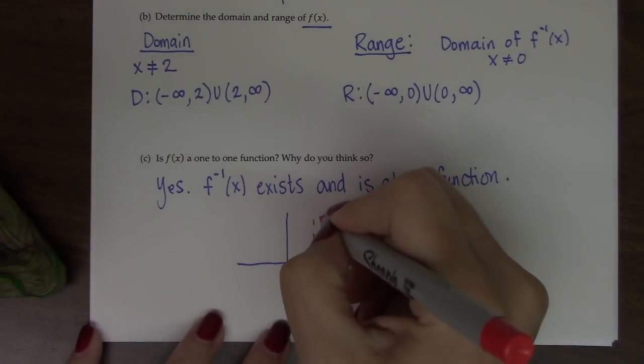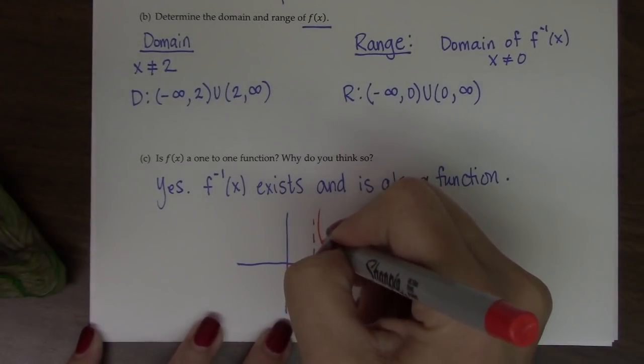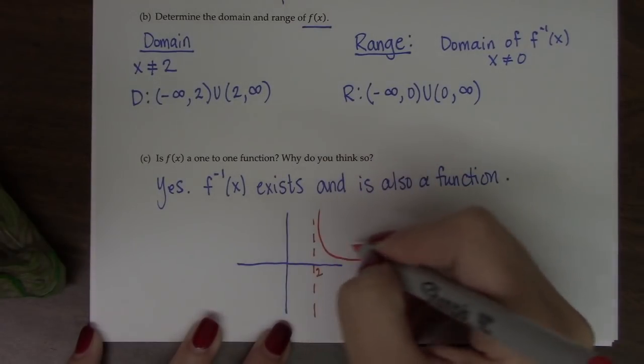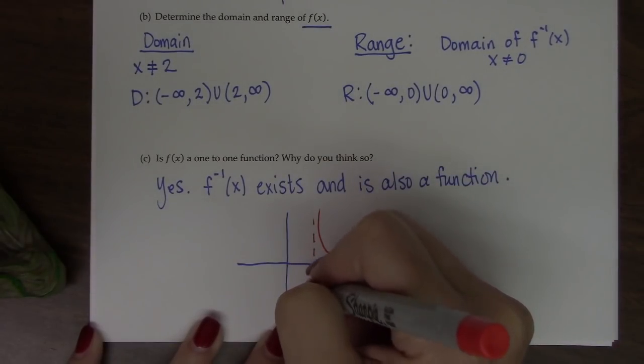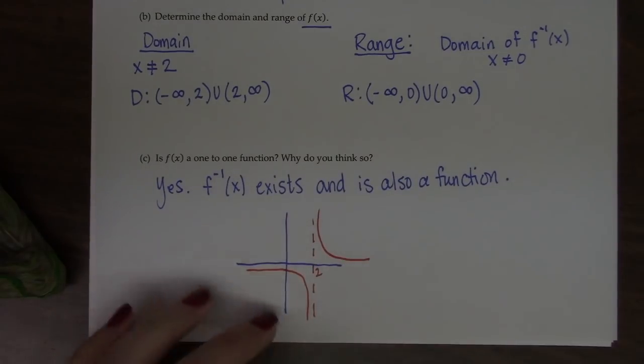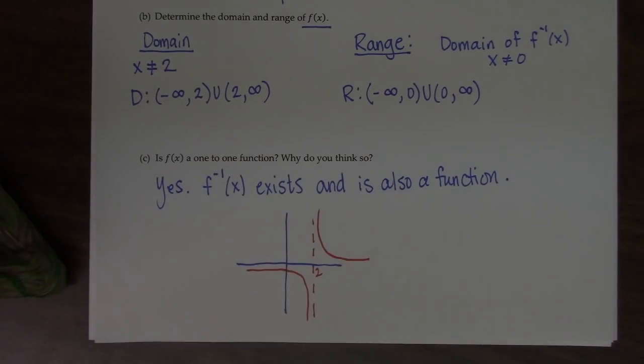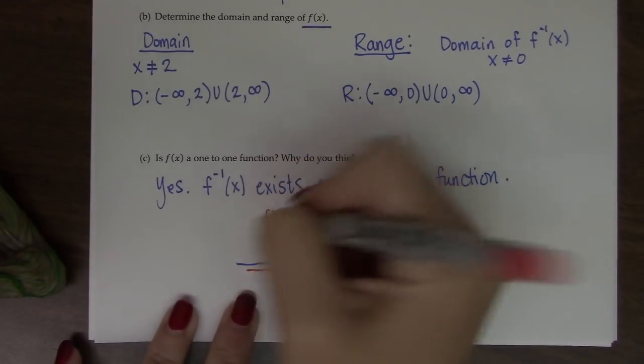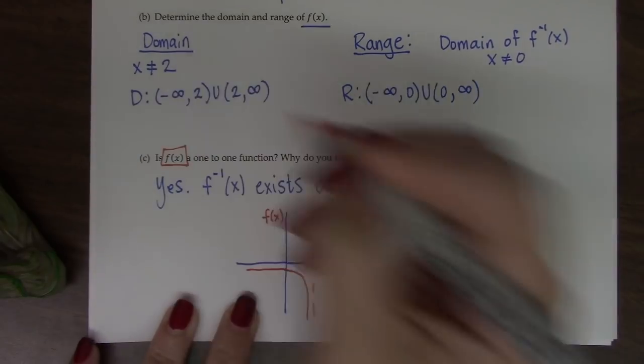So the graph of 1 over x does this around 0, so when we shift it over, it's going to do this. So you can see that this graph passes both the vertical and horizontal line test. So this is our function f of x, and that's what we were asked for.